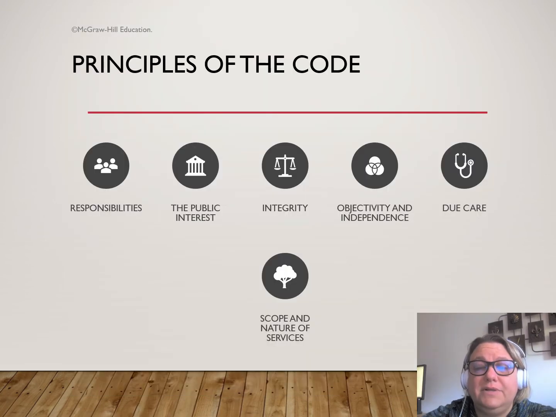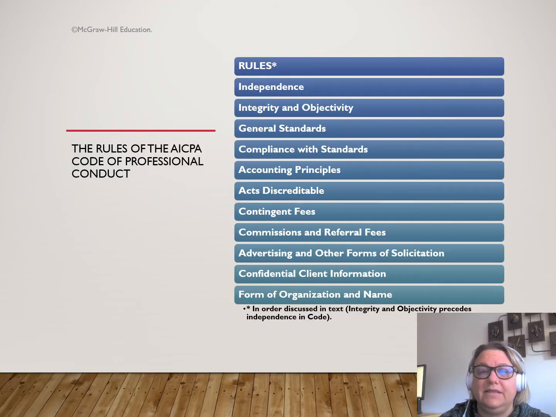So here are the principles of the code. The first is the responsibilities of the CPA: the idea that the CPA is to act in the public interest with integrity, objectivity, independence, and due care, and also the scope and nature of the services the CPA provides. Now, this is a list of the rules, and these are in order. They're discussed in the text.